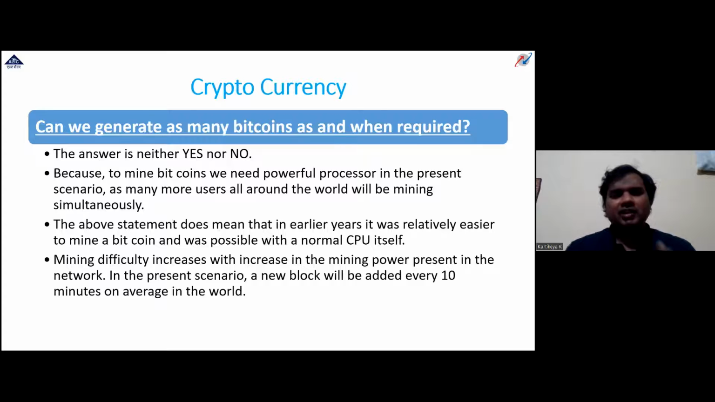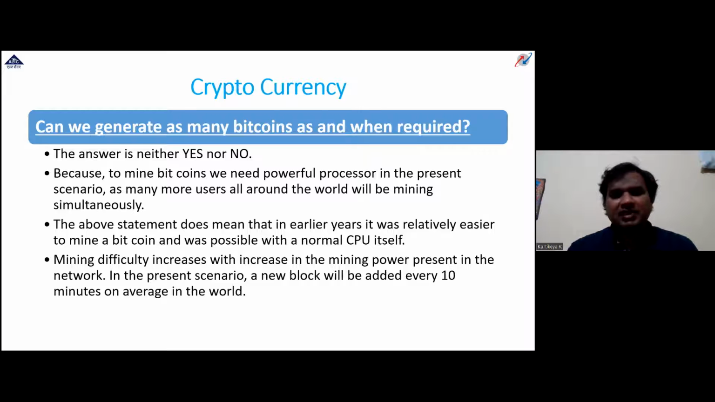As everybody can generate Bitcoins, one question comes up: can we generate as many Bitcoins as we wish, whenever required? The answer is both yes and no. In the early stages of Bitcoin, Bitcoins were mined using normal CPUs, but over a period of time the requirement of computational capability has greatly increased. In the earlier years it was relatively easier to mine a Bitcoin and possible with a normal CPU. But nowadays, it is not at all possible.